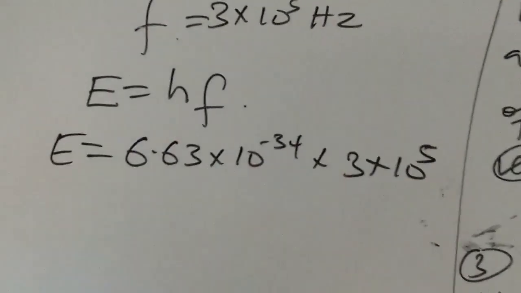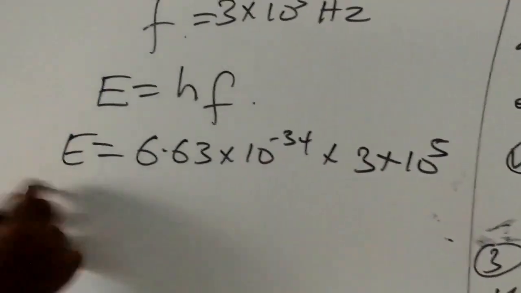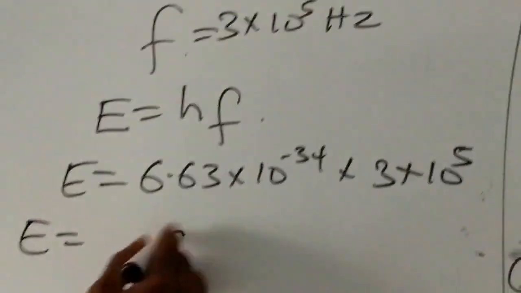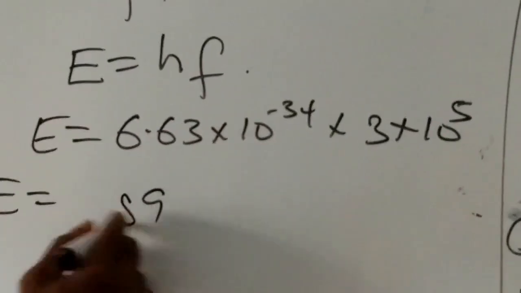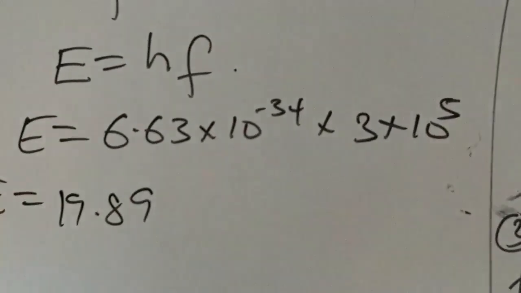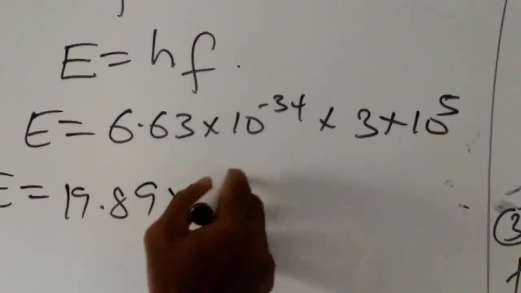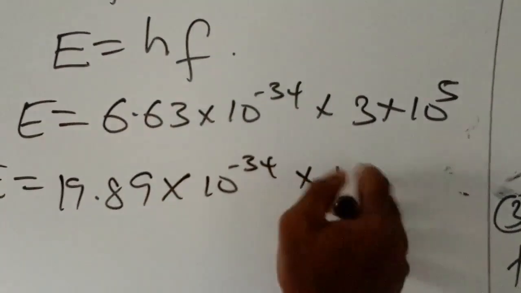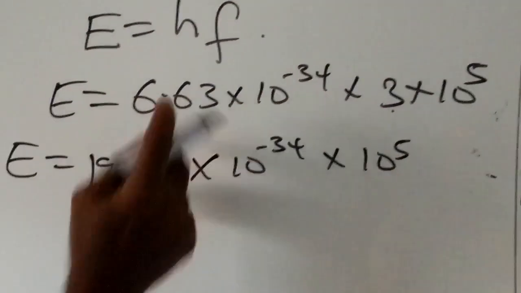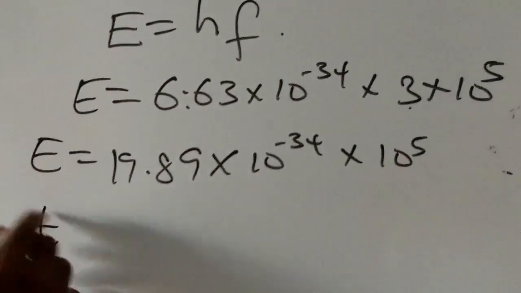Multiply them together. If you multiply this, we'll have 19.89 times 10 to the power minus 34 times 10 to the power 5. So multiplying 3 by this, you have this. So convert to standard form.